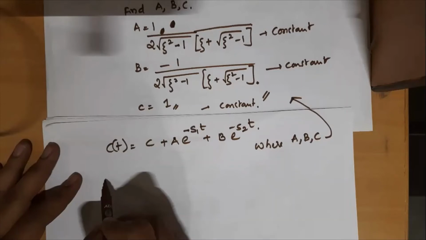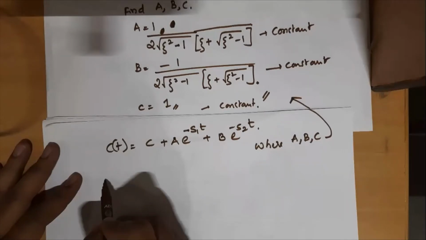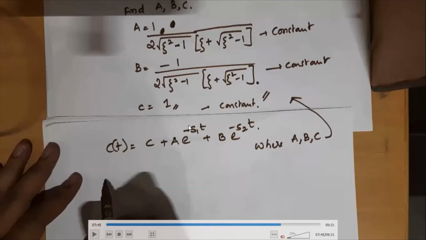So why is it called decaying? Decaying means reducing. So exponential reducing means if the independent variable t is increased, the effect of these terms will die out, or will decay, or will reduce.